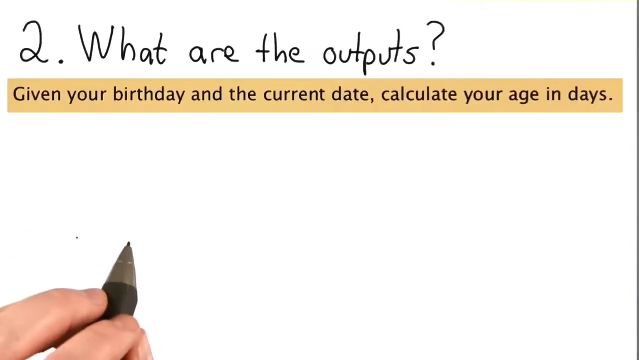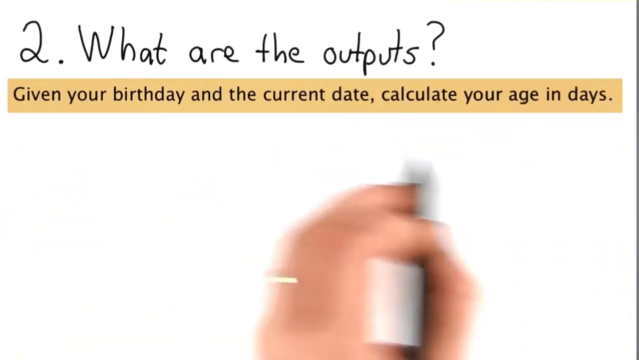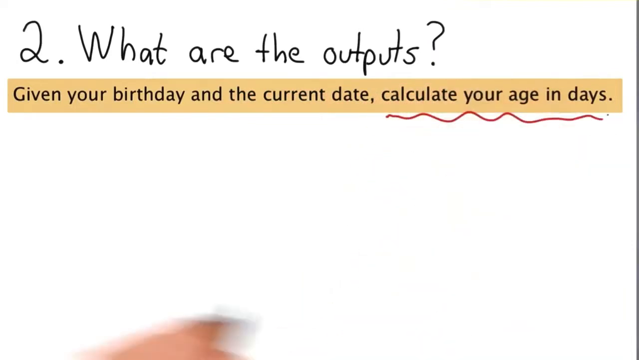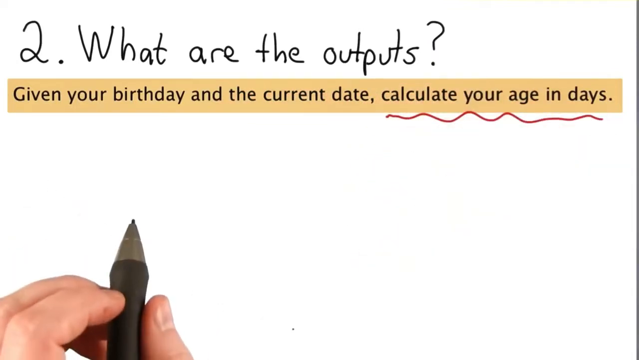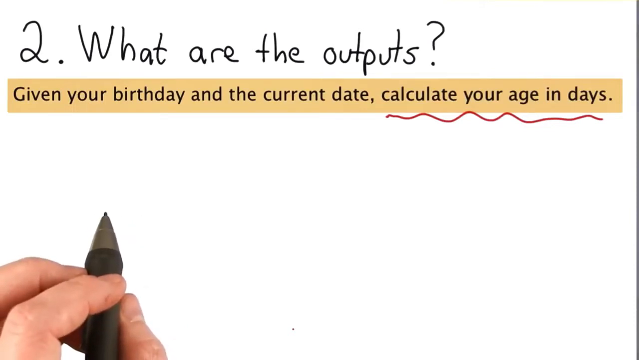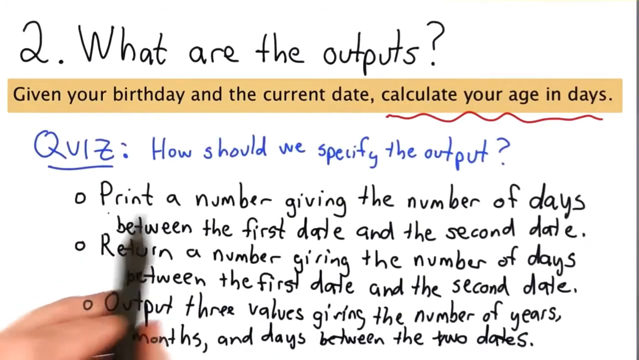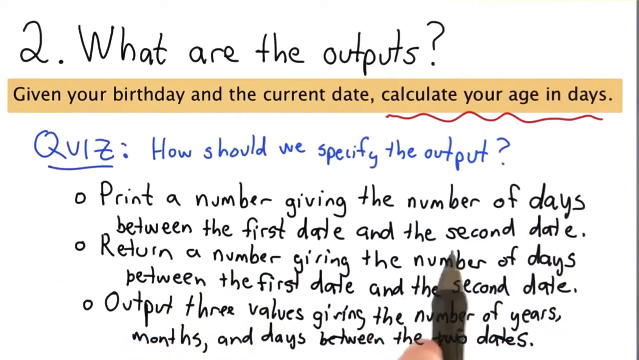So the next thing we need to understand about the problem is what are the outputs? The statement of the question gives some idea what the output should be from the calculate your age and days part, but it doesn't specify really explicitly what we want the output to be. So let's make that a quiz, see if there's enough information here for you to decide how we should specify the output. The choices are: print a number, giving the number of days between the first date and the second date. The second choice is return a number, giving the number of days between the first date and the second date. And the third choice is output 3 values, giving the number of years, months, and days between the 2 input dates. Select the one you think is best.